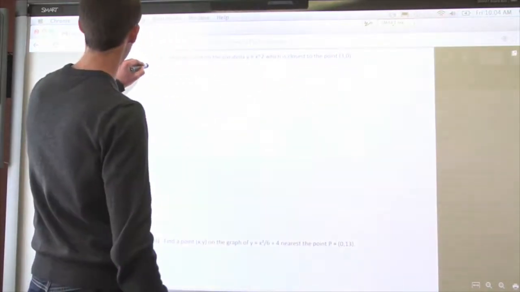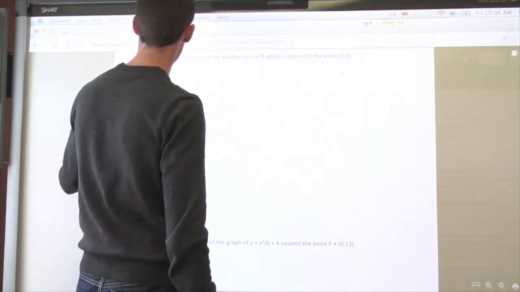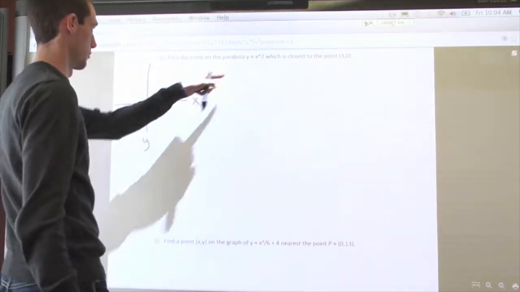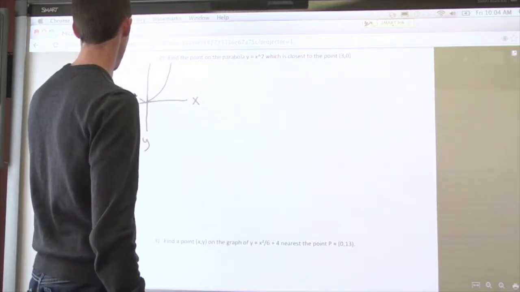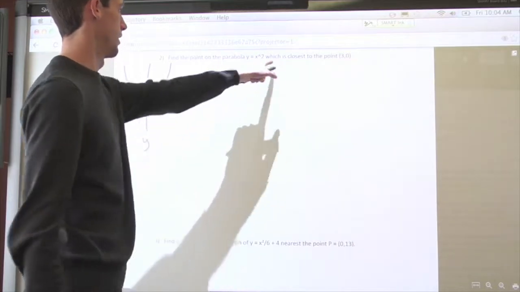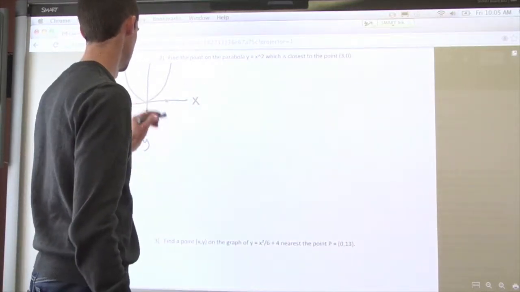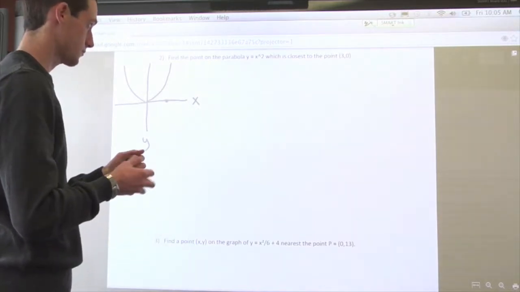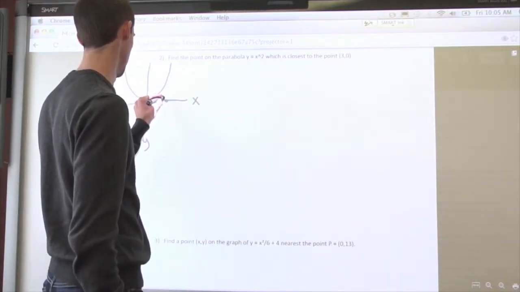So the first thing you want to do for a problem like this is go ahead and draw the graph of the parabola. So we've got y equals x squared. It's going to go something up like this. And we want to find closest to the point (3, 0). So that's going to be, say, somewhere out here. So what you've got is the closest point is going to be a straight line to it.